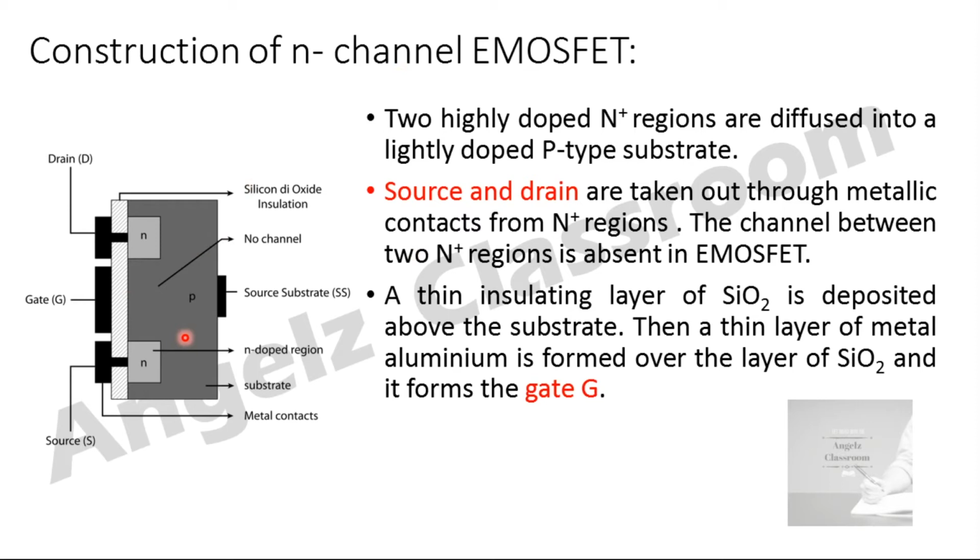In this p-type substrate, I am going to create n-type wells for my source and drain. Above the substrate, I am going to coat a silicon dioxide layer, and above the silicon dioxide layer there will be a metal layer. From this metal layer I am going to take the gate terminal, and from these two end regions I am going to take my source and drain.